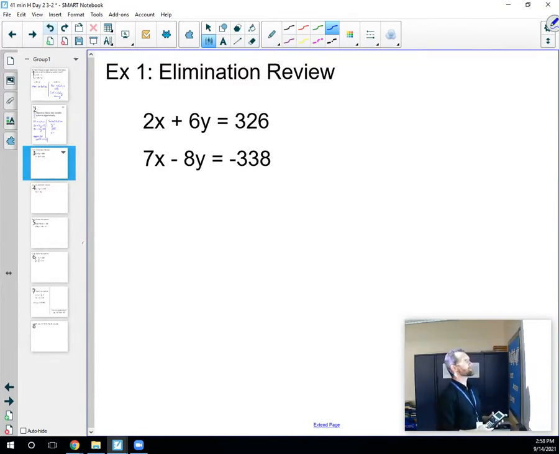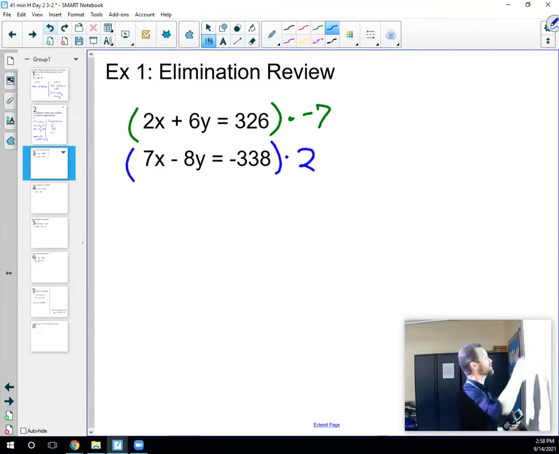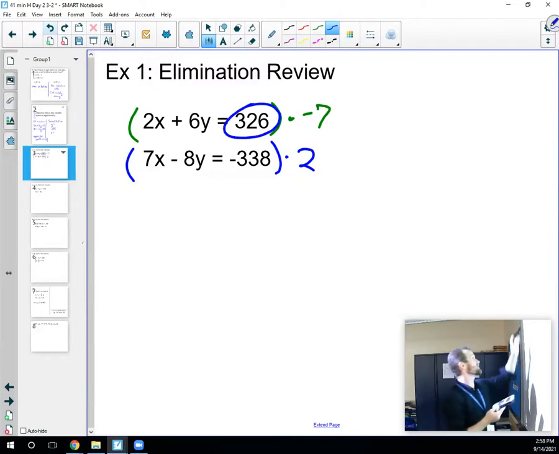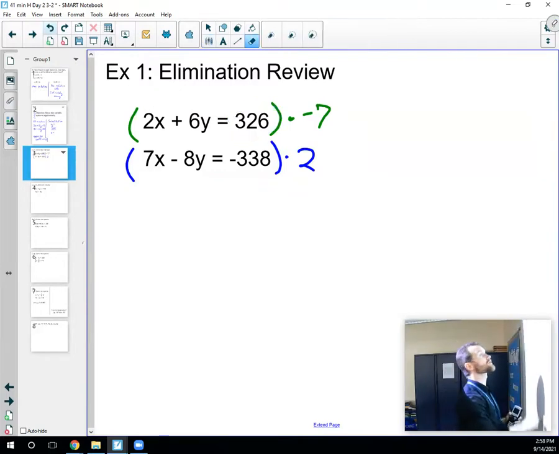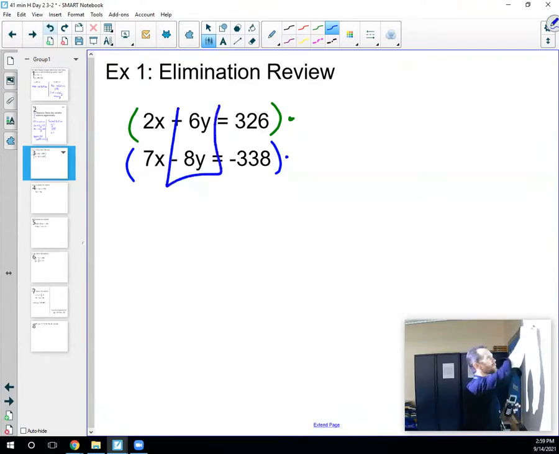So let's see. We could match up the x's. Let me color code this. Let me do the top one in green. We could multiply this top one by a negative 7 to make it negative 14, and then multiply down here by a positive 2, and that would give a positive 14x. But I'll be honest with you, I don't think that's the easiest way to do this, because then we're going to have to multiply 326 by a negative 7. That's going to be a number I'd rather not deal with. So instead of doing it that way, which still would have given us the correct answer, I think a faster way is to match up these y values.